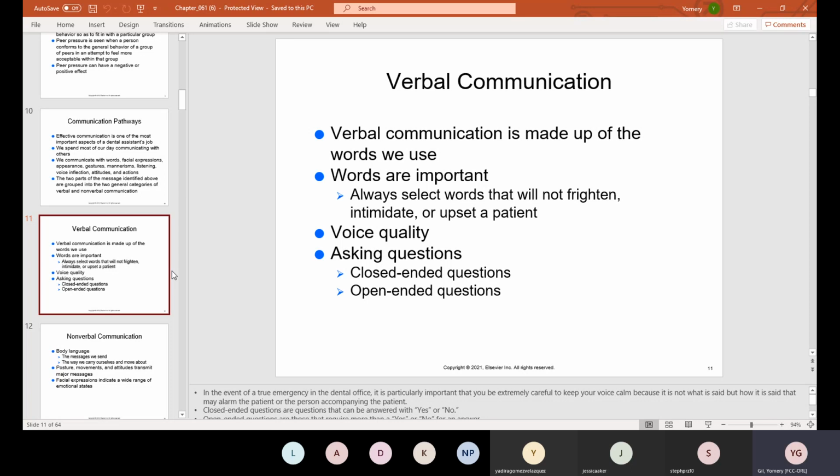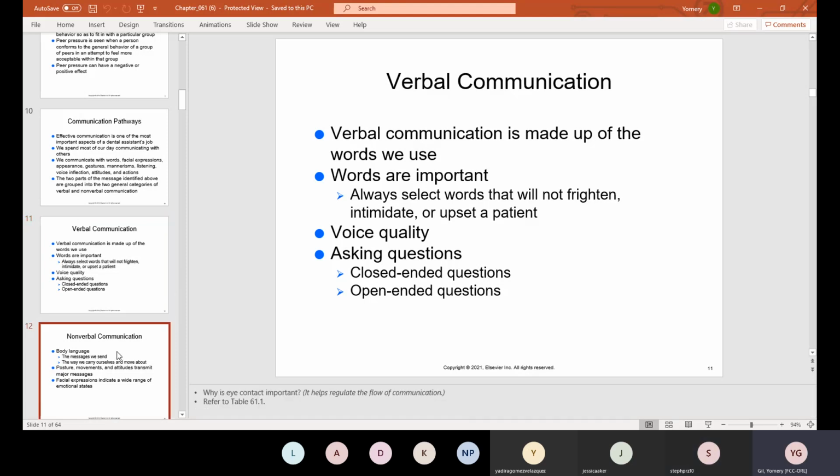Your voice quality, okay, sometimes you might go off like you're talking over somebody, like you're making yourself seem like you're more important than the other person. You have to watch your tones. And asking questions, closed-ended questions and open-ended questions.